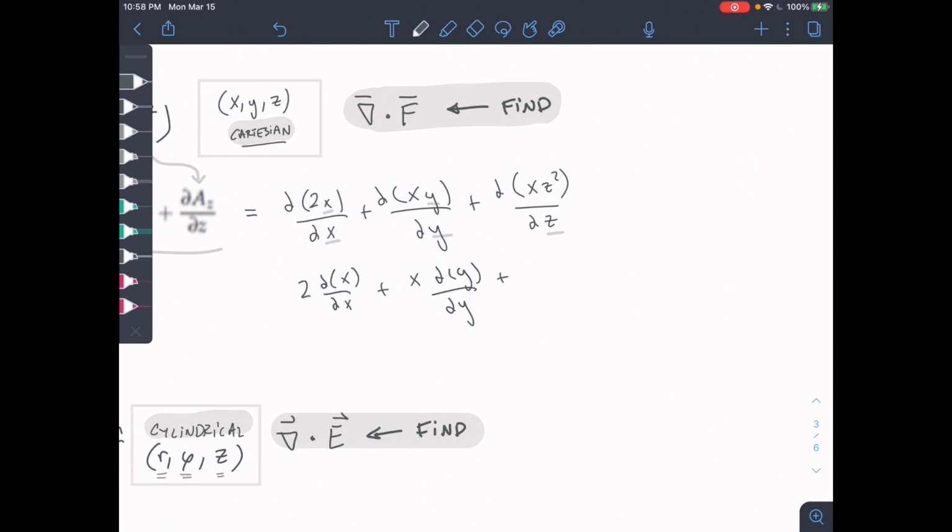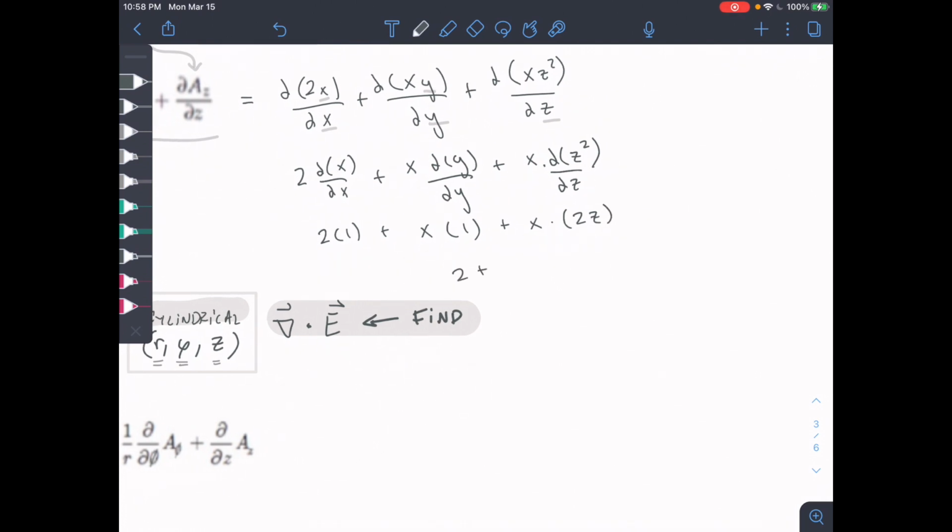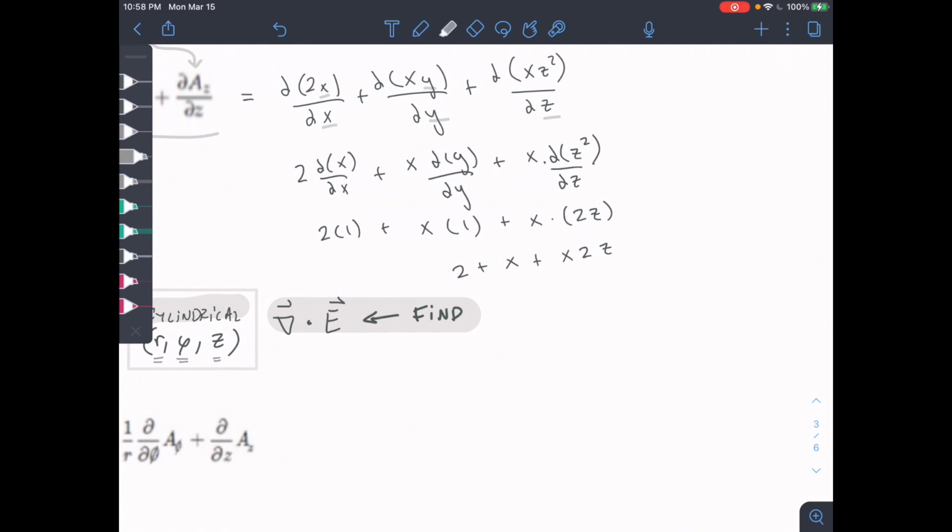And we do have the variable that we care about, so we can pull out all the other pieces and treat them like they are constants. And then just take the derivative with respect to the variable that we see in the denominator or the bottom here. Okay, so now we have 2 multiplied by the derivative of x with respect to x, which is going to be 1, plus x times the derivative of y with respect to y, or 1, plus x times the derivative of z squared with respect to z, so x times 2z. Okay, that's going to be our answer here. 2 plus x plus x 2z. Okay, so that's our solution for the first one here.